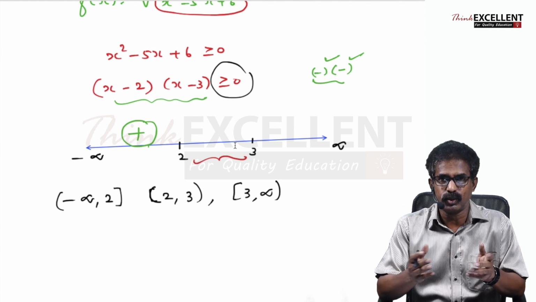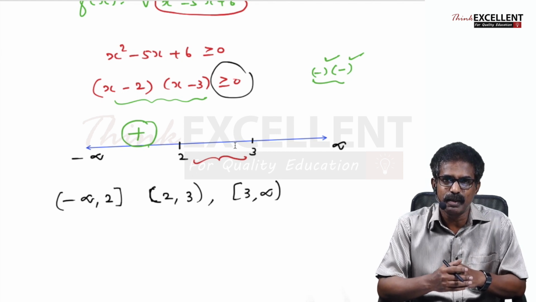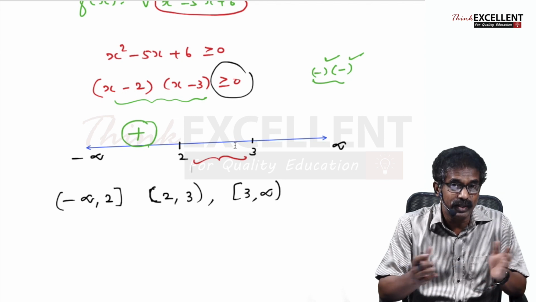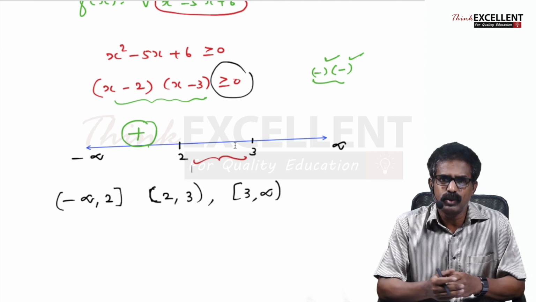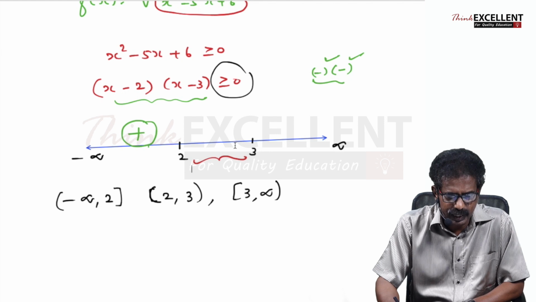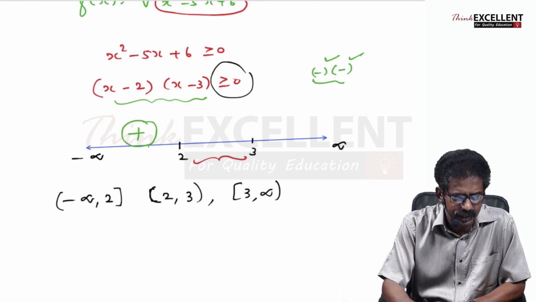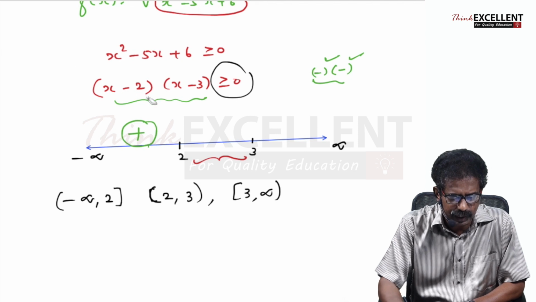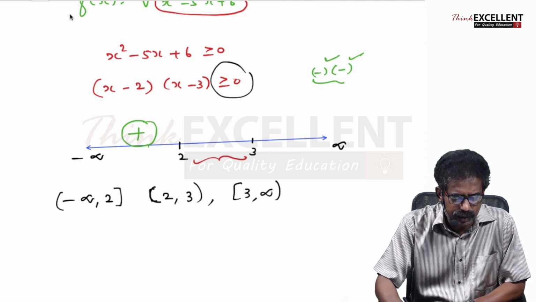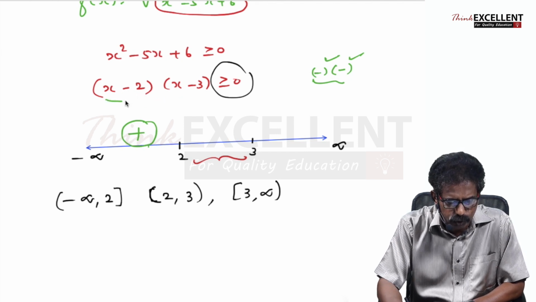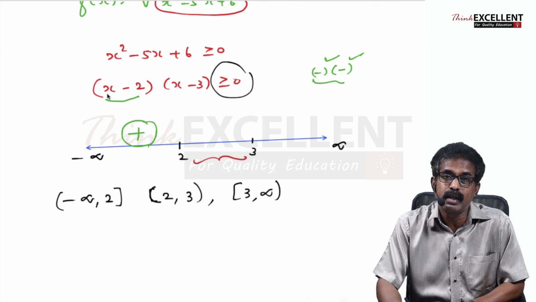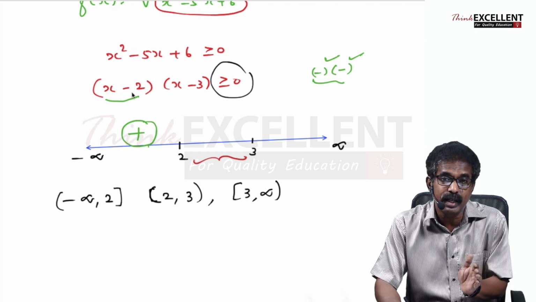You may think there is no number. Is there any number between 2 and 3? Yes, there are infinite numbers, all decimals, right? So I am taking 2.5. You substitute it in the first factor. What is the first factor? x minus 2, right? I'm taking x as 2.5, so 2.5 minus 2.